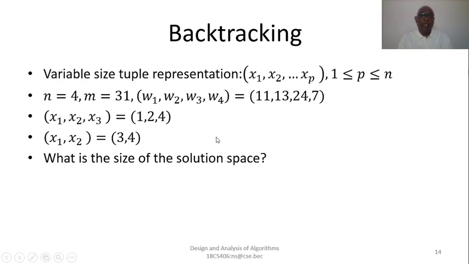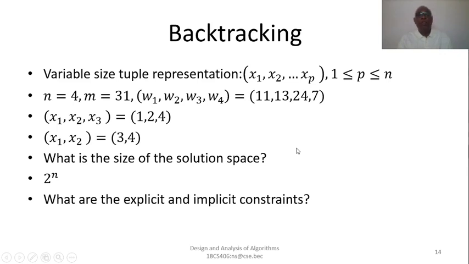The size of the solution space is 2 power n, where n is the number of given integers, or n is the number of given weights. The enumeration is obvious, because you have a set comprising of n weights or n integers, and there are 2 power n possible subsets of a set comprising of n elements, and any one of these 2 power n possible subsets may be eligible to be the solution, and hence the size of the solution space is 2 power n.